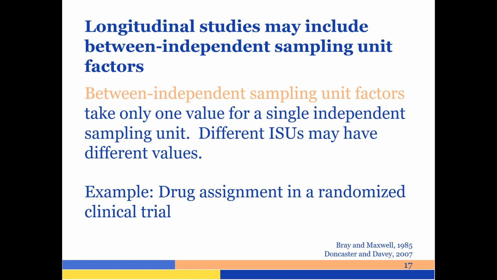In this example, drug assignment would be a between subject factor because some independent sampling units would be given a drug while others would be given a placebo. Using within and between factors together in a study allows you to look at patterns. For example, how does using this drug differ from not using this drug? How does this difference look over time?